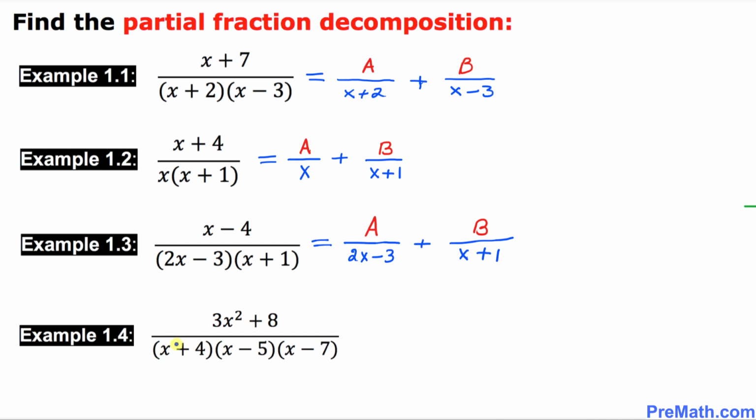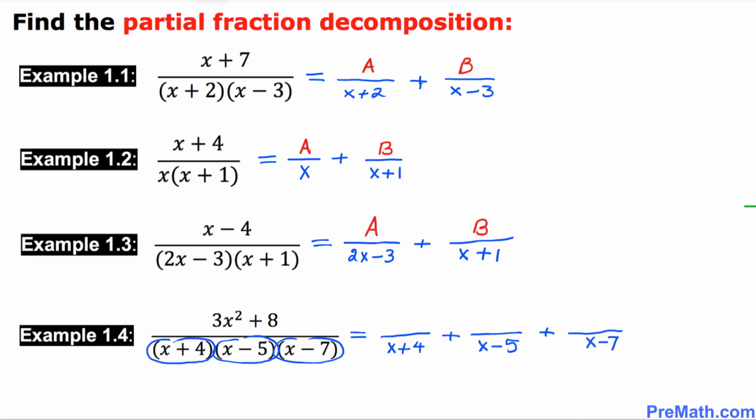And here in our next example, we got 3 linear factors in the denominator, as you can see. That means we are going to put down three fractions. In the first fraction the denominator is going to be x plus 4, and then plus. The second one is going to be x minus 5, and then plus. In the third fraction I'm going to put down x minus 7.